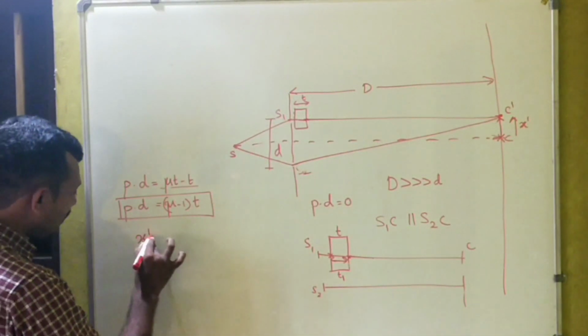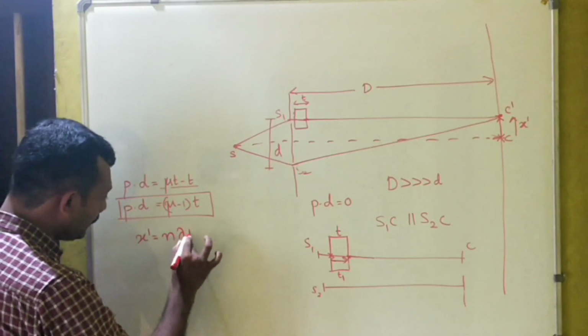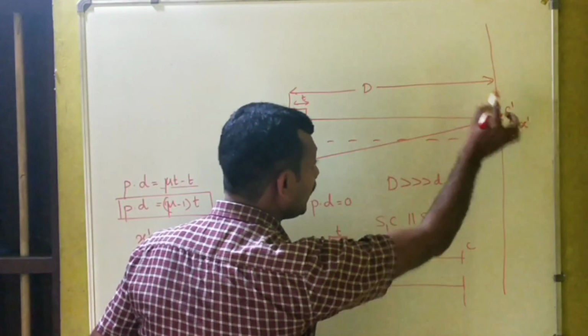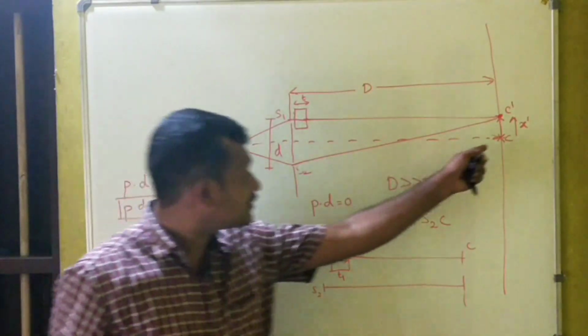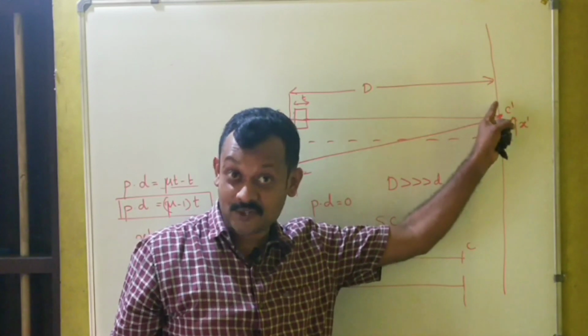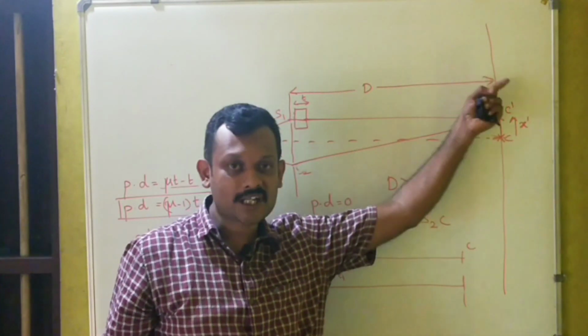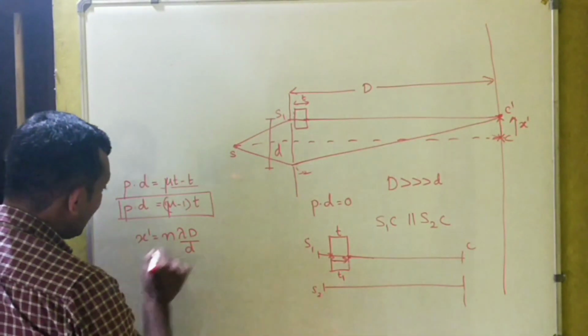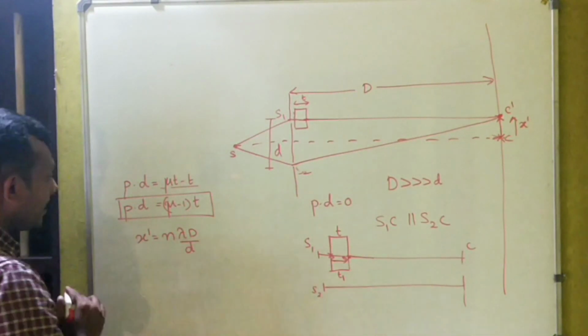So x dash is equal to n lambda capital D divided by small d. I am considering that a bright band, because the central band is a bright band. As the central band is shifted, I have to get a bright band here. This should correspond to a bright band. So x dash is equal to n D lambda divided by small d, right?